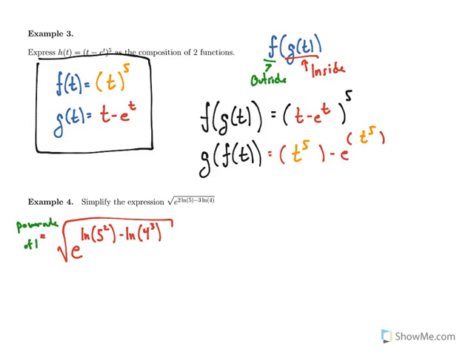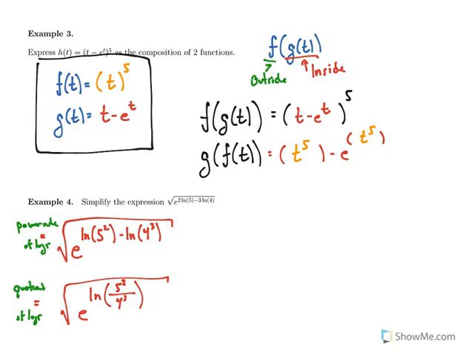That's the power rule of logs. Then we could use the quotient rule of logs, noting that this is the same as e to the natural log of 5 squared over 4 cubed. Because I'm subtracting logarithms, I can bring them together as division.